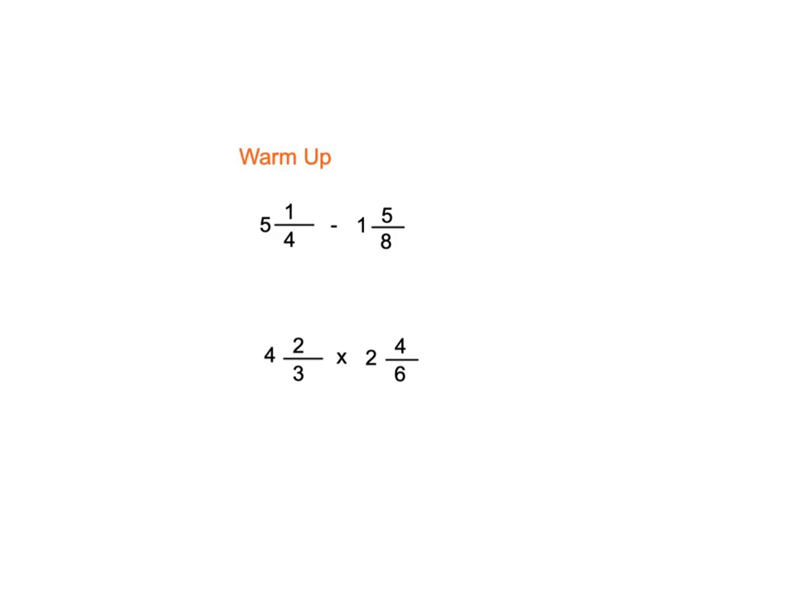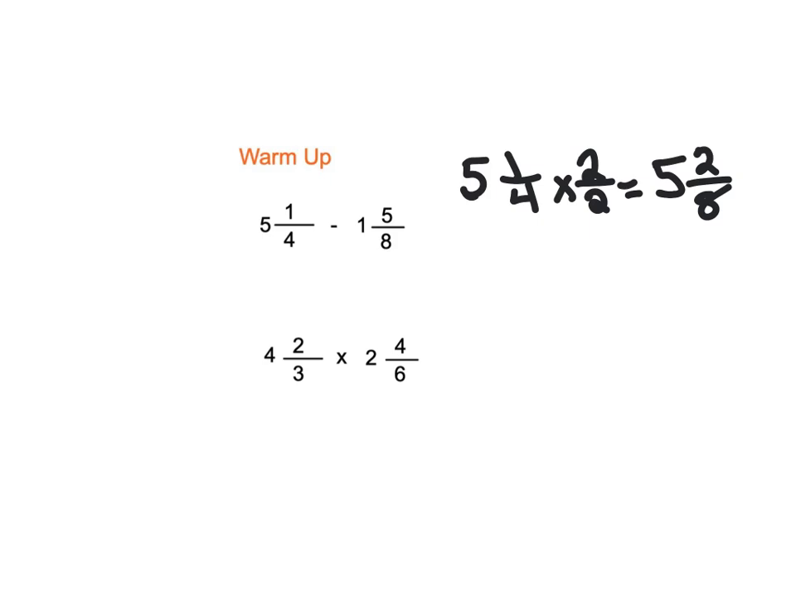To solve the first problem, 5 1/4 minus 1 5/8, remember with addition or subtraction of fractions or with mixed numbers, you have to find the common denominator. So I have to find the common denominator, which in this case will be 8s. So I'm going to change 5 1/4 and multiply it times 2 halves, and I will get 5 2/8. So now I can subtract 5 2/8 minus 1 5/8.